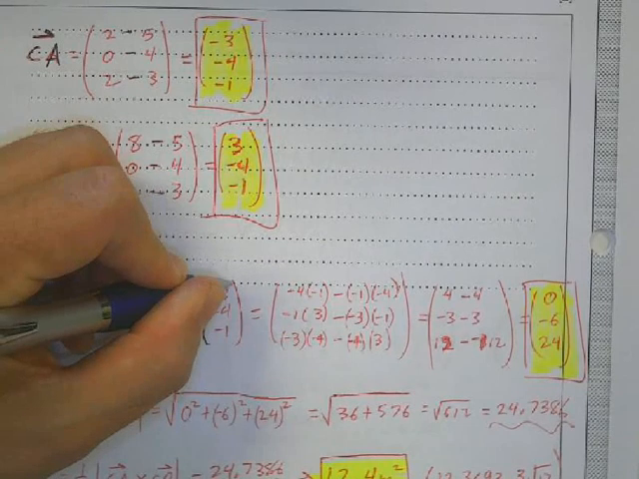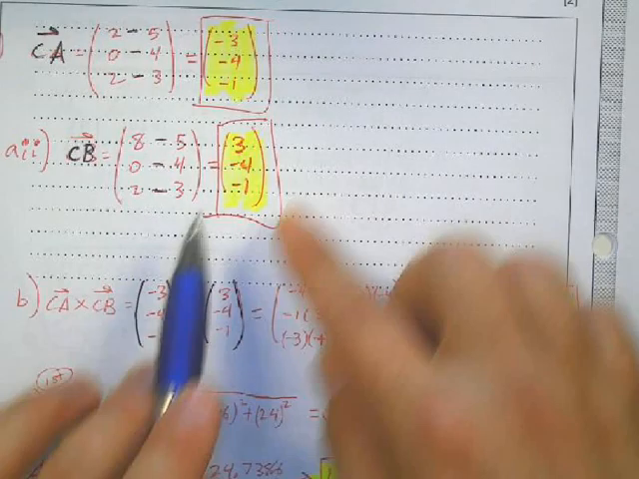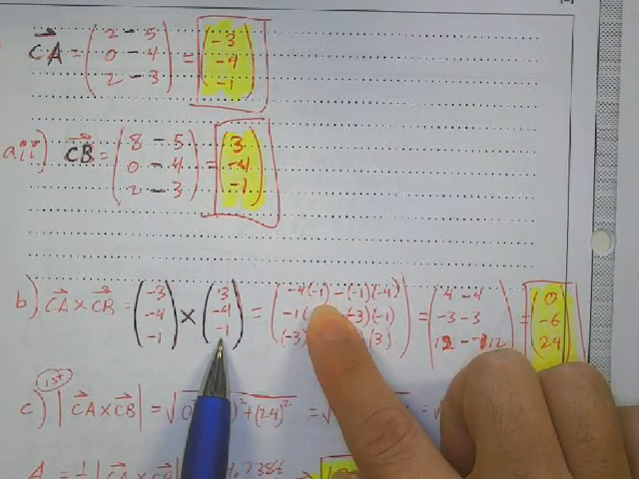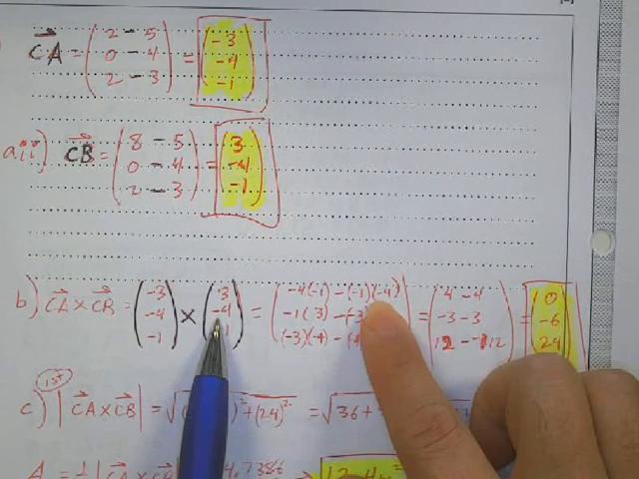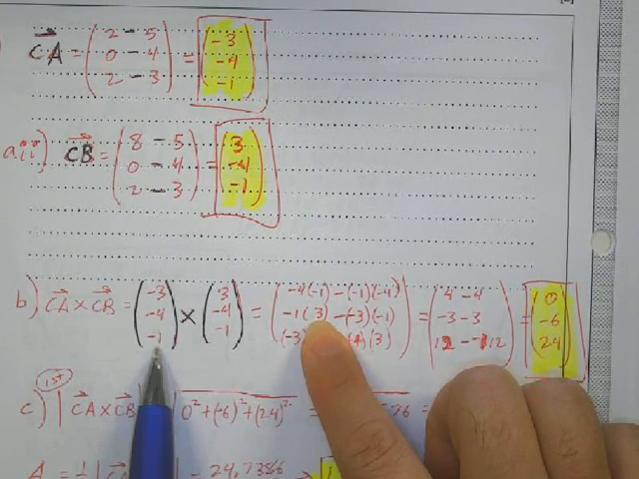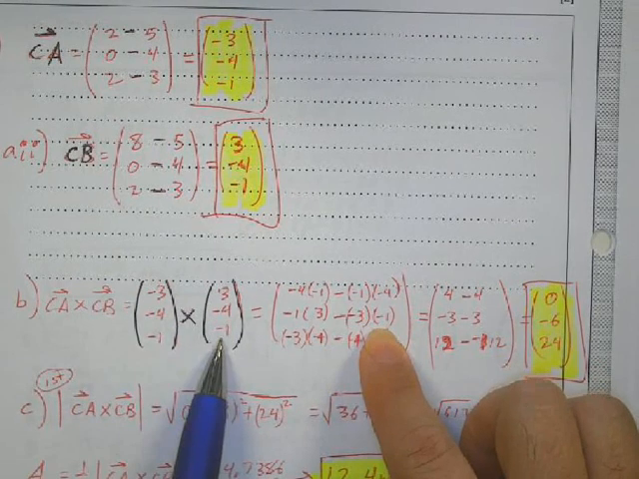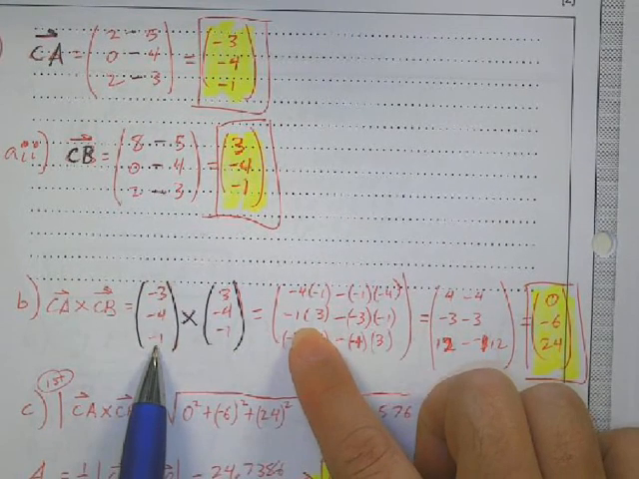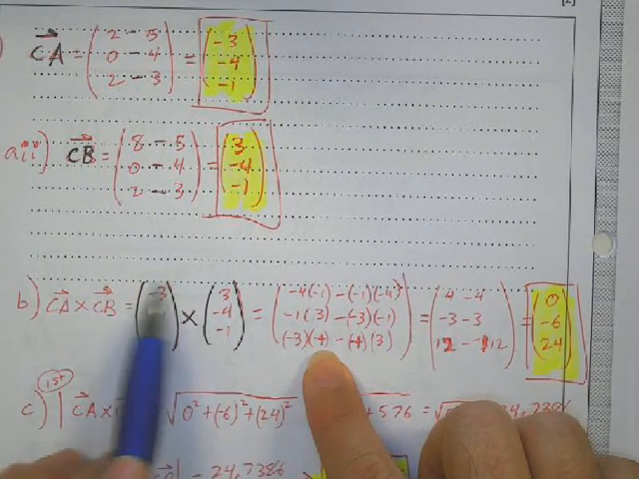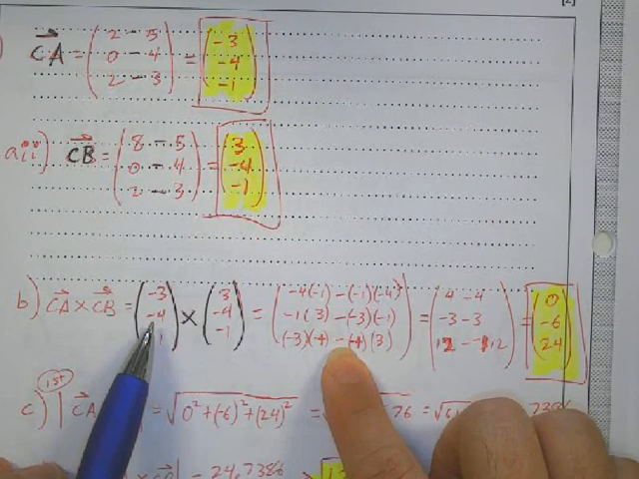Okay, so I've carefully written these solutions here: (-3, -4, -1) and (3, -4, -1). For this first row, I have -4 times -1 minus -1 times -4. For the middle line, I'm going to use the top row and the bottom row. Make sure you're careful with this middle line: we start off with -1 times 3, minus -3 times -1. And then for the bottom row, I'm going to use the top row and the middle row, so I start off with -3 times -4, minus -4 times 3.